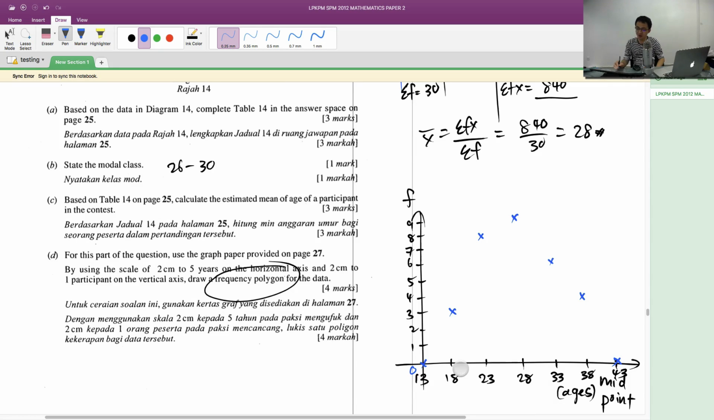And then make sure for frequency polygon, you must use the ruler to actually draw it. Of course, I do not have the ruler here. Actually, I have lah, but then I'm just so lazy, so I use freehand. I mean, in the exam, you should use ruler to connect all of it. Cannot use freehand, you will be minus marked because of that. So you just connect it, and then you just connect it. Okay, so yeah, this is your frequency polygon.